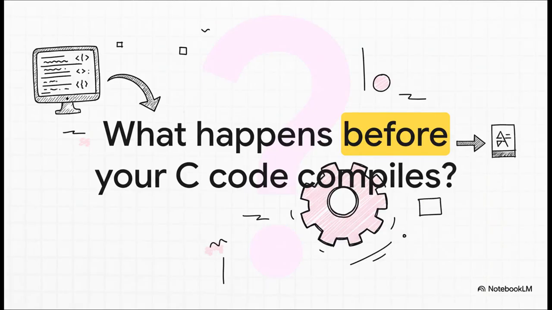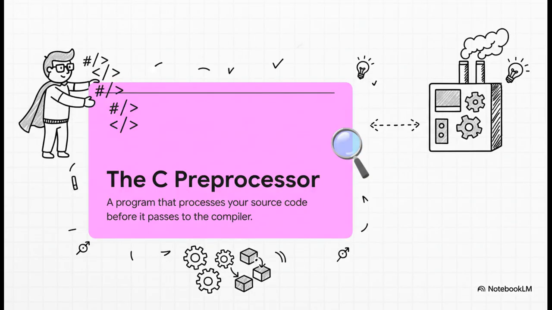You write your code, you hit compile, and poof, out comes a program. But there's this crucial kind of hidden step that happens in between. It's a whole phase that transforms your code first. And that is the preprocessor, your code's secret assistant. It's a completely separate program that runs before the compiler. Its job is to tidy up, swap out some text, and basically get your script ready for the main event.